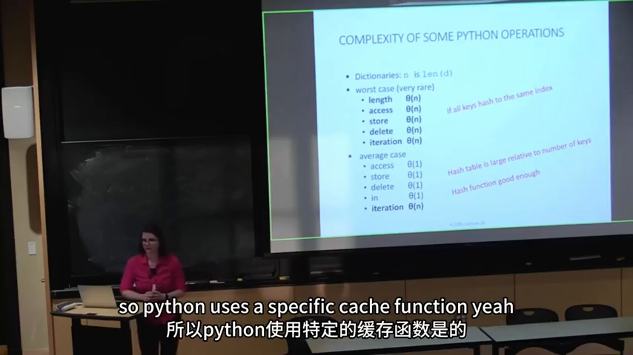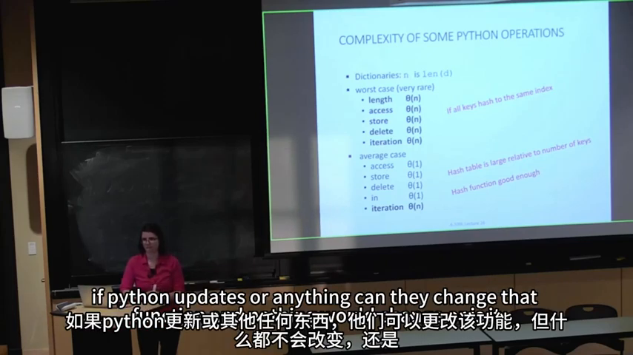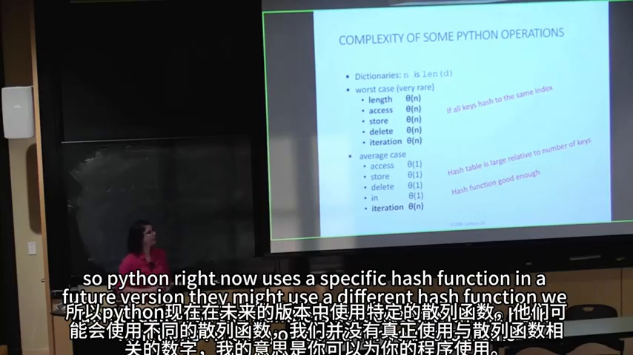So Python uses a specific hash function. If Python updates or anything, can they change that function and nothing would change? So Python right now uses a specific hash function. In a future version, they might use a different hash function.